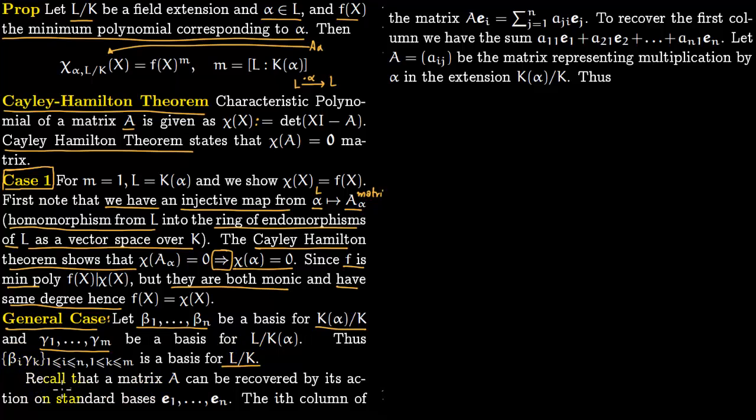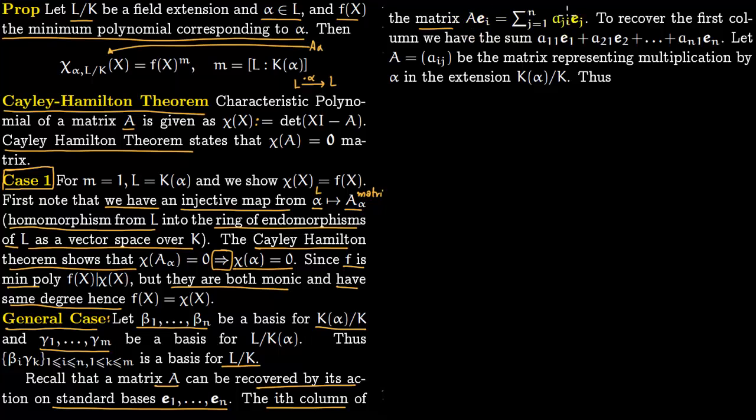So now recall that any matrix A can be recovered by its action on the standard basis. You can think of matrices on real numbers and action on our standard basis of R^n. So e1 would be 1, 0, 0, 0, and so on. The ith column of this matrix you can write as A e_i is just the summation j equals 1 to n of a_ji e_j. So now this looks complicated.